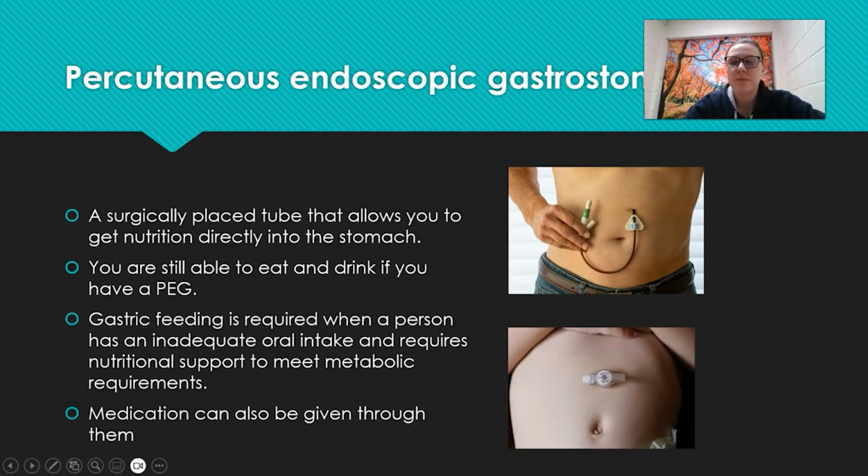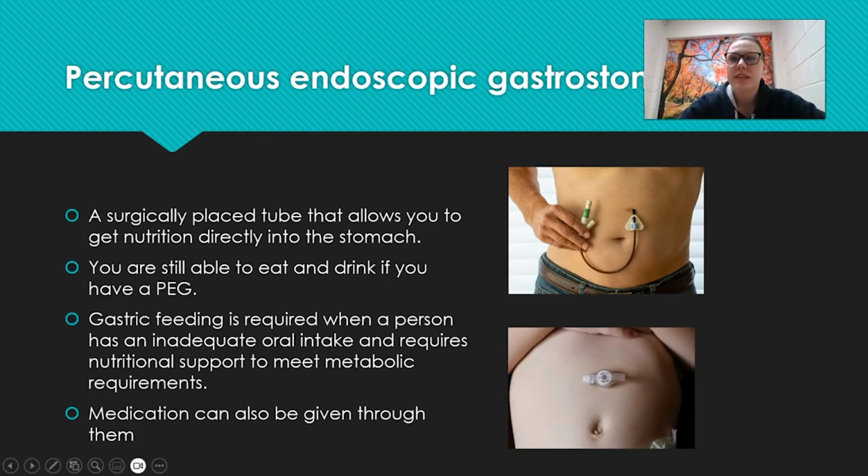So on occasion, people may be recommended to have a PEG, which is a percutaneous endoscopic gastrostomy, if I can get my words out. So this is a surgically placed tube that allows you to get nutrition directly to the stomach. Some people assume that just because you have a PEG fitted, you are then unable to eat food. That is wrong. You are still able to eat and drink if you'd like to.